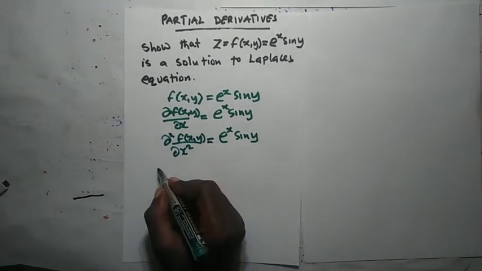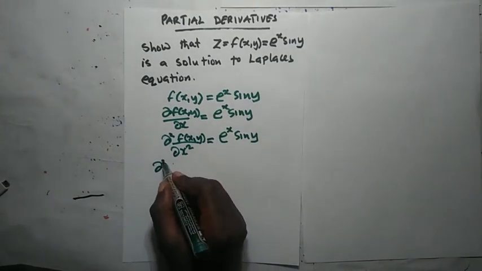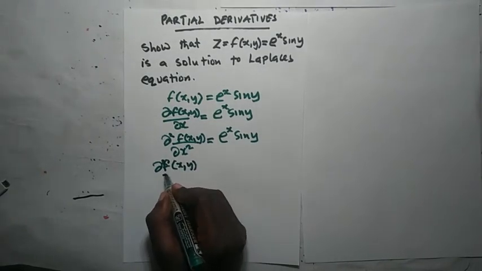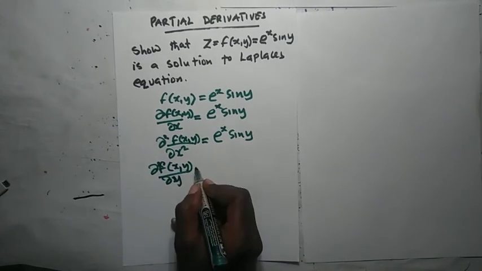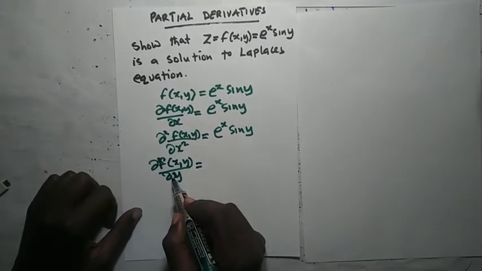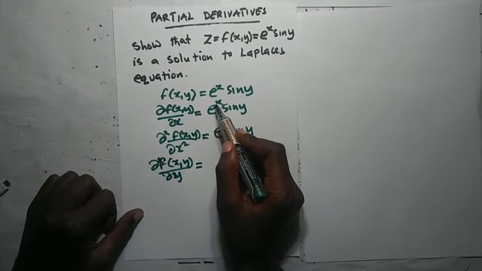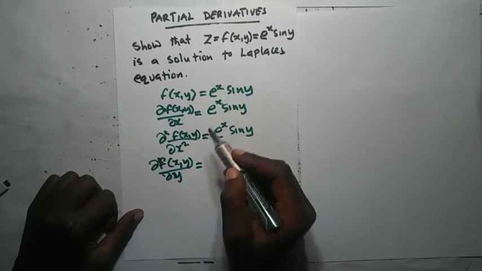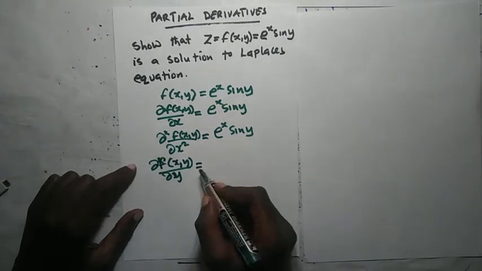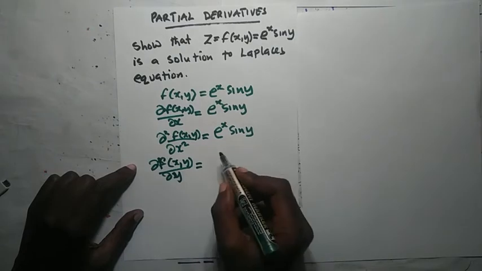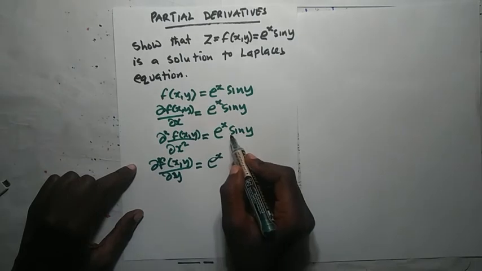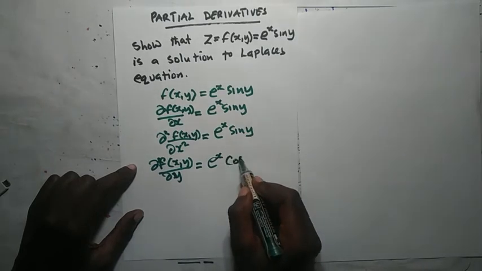So we are going to have the partial derivative of f(x, y) with respect to y is equal to, okay, so now in the second one, we are differentiating with respect to y. So the function that has x here will be treated as a constant. When you are dealing with partial derivatives, that's what you do. So since we are doing it with respect to y here, we are going to have e to the power x remain as a constant, and then the derivative of sine y is cos y.